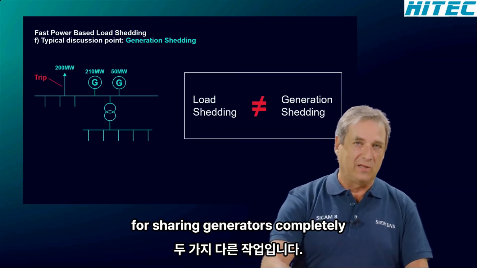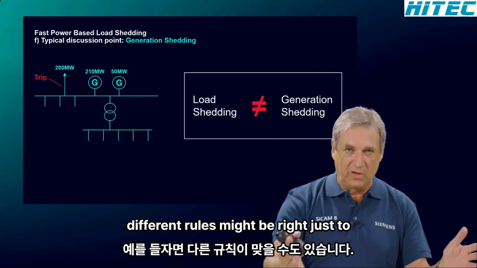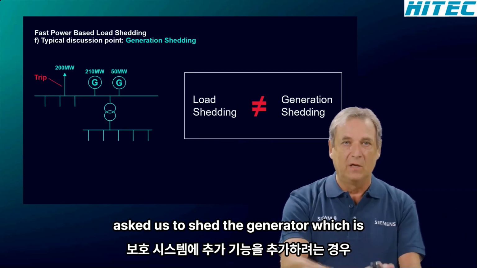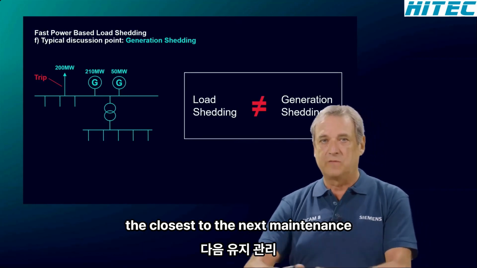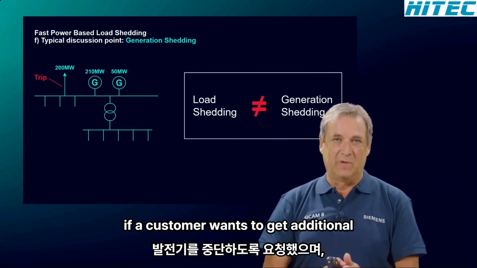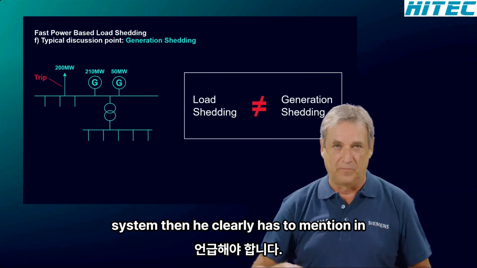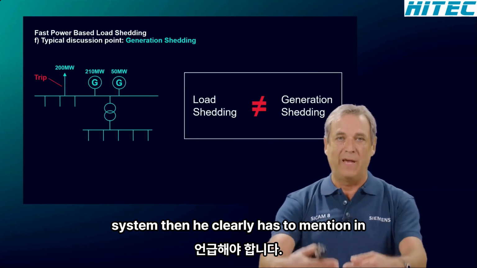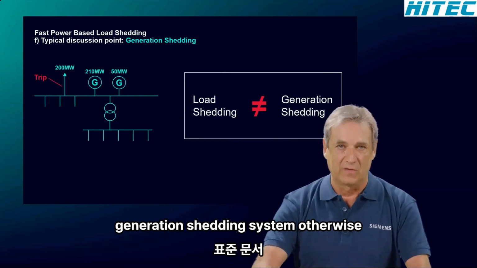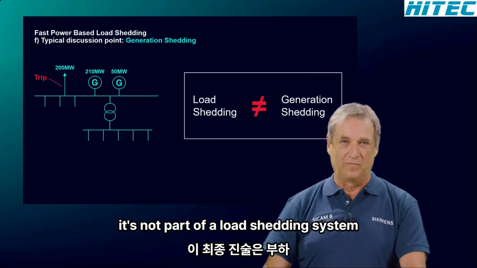For shedding generators, completely different rules might be right. Just to give you an example, one customer had asked us to shed the generator which is the closest to the next maintenance period. If a customer wants to get additional functions to the generation protection system, then he clearly has to mention in his tender document that he wants a generation shedding system. Otherwise, it's not part of a load shedding system.